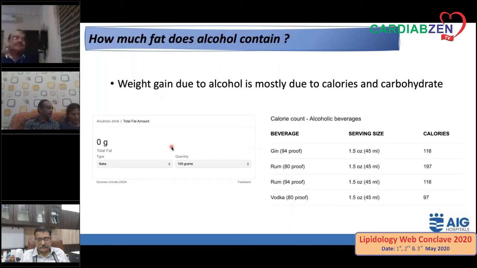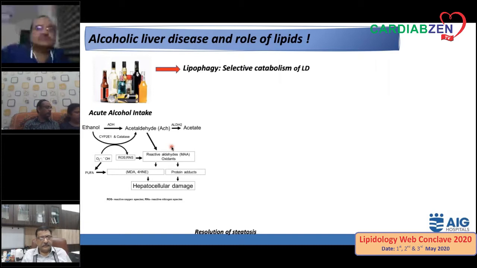So how much fat does alcohol contain? Weight gain due to alcohol is possibly due to the calories and the amount of carbohydrate that it contains. Alcohol per se doesn't have fat. So it's not that we take alcohol and we get a lot of fat from there. So in alcoholic liver disease, there is a role of lipids.